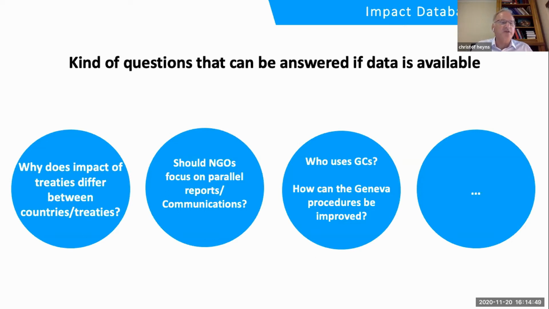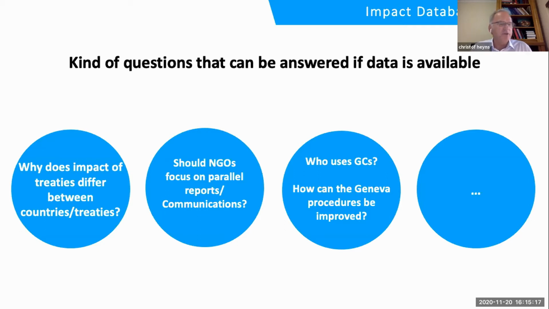The kinds of questions that one can answer if this data is available are really a multitude of questions. Why does the impact of a particular treaty differ between different countries? Is it because the country has what we called in our earlier study a conducive environment? So there may be a national human rights institution that focuses on the treaty system. There may be, these days, a national mechanism for reporting and follow-up. There may be NGOs and so forth. Are those the drivers of impact?